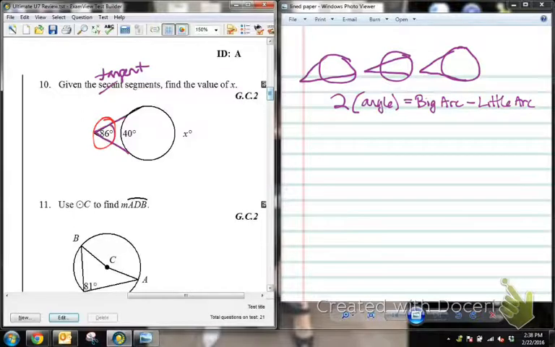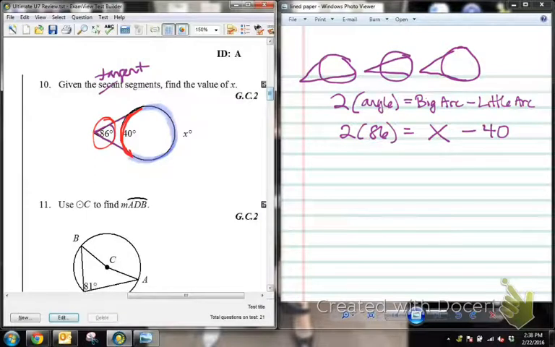So when I start to plug in, it's 2 times 86 degrees equals. Now the big arc is the big arc that's in between the sides, those two tangents. That's your big arc. So in this case, that happens to be x, so big arc will be x, minus the little arc, which is this curve that's inside, between the tangents, which is labeled as 40 degrees.